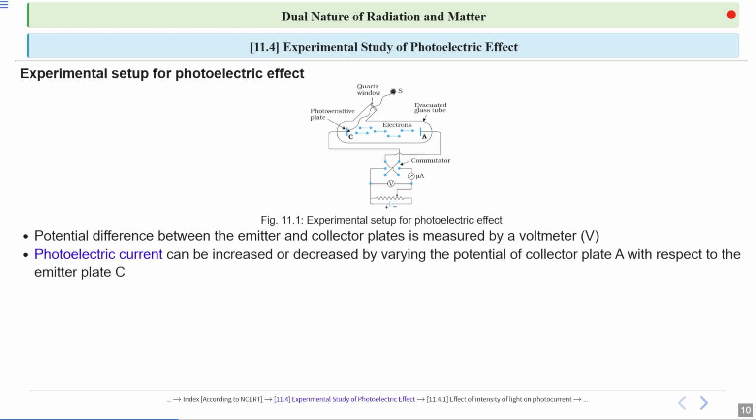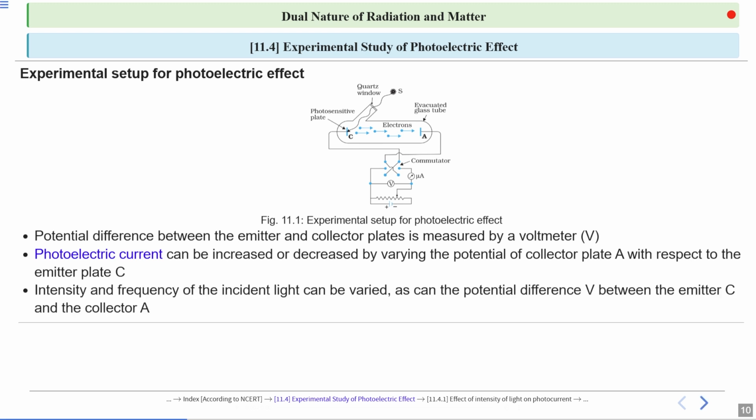So, about the photoelectric current, we can say photoelectric current is the flow of electrons from the emitter to the collector when light hits the emitter. We can increase or decrease this current by changing the potential of the collector plate A relative to emitter plate C. This means that by making the collector more positive or negative, we can attract or repel electrons.